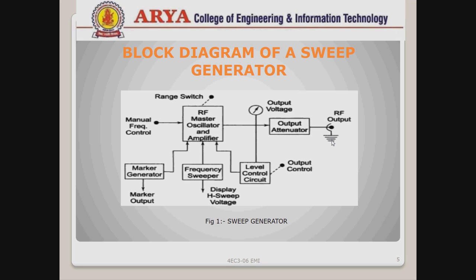Here we discussed the marker generator, the frequency sweeper, and the automatic level control system, which is basically a closed loop system. We also discussed the RF master oscillator and amplifier and the output attenuator. Moving to the next slide.